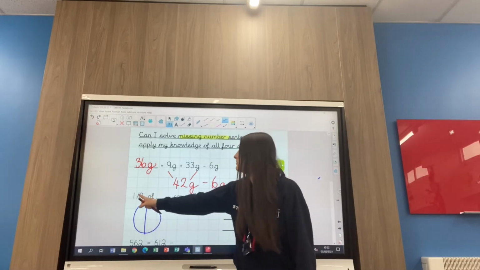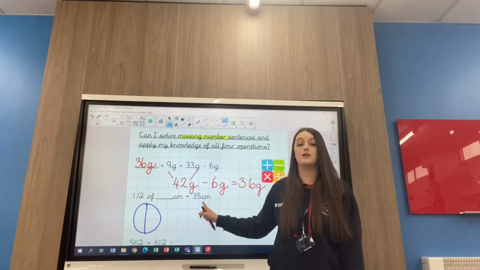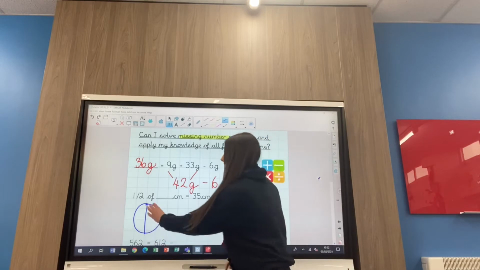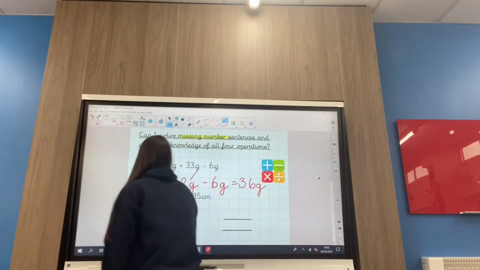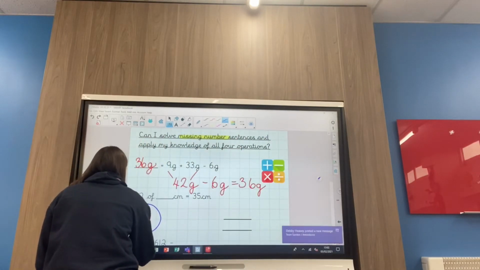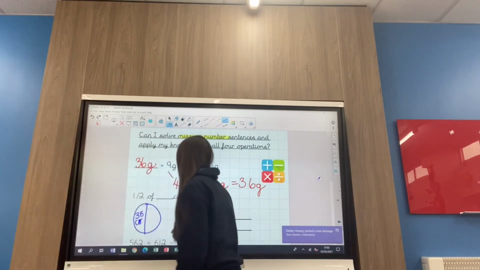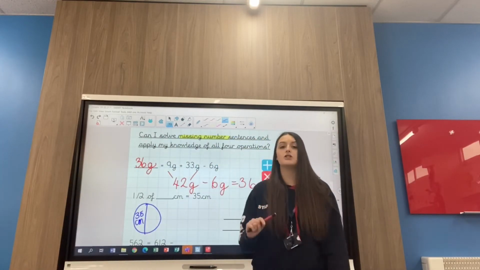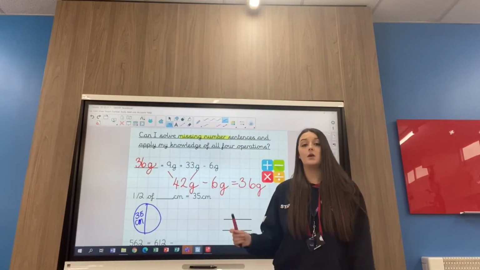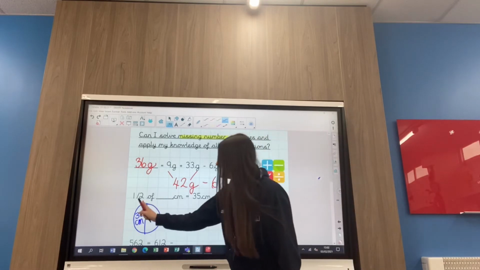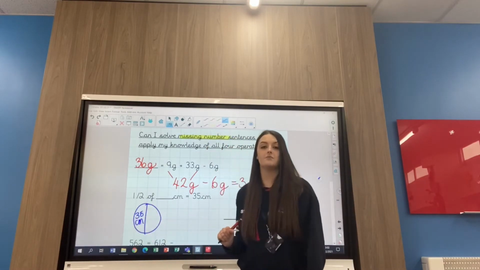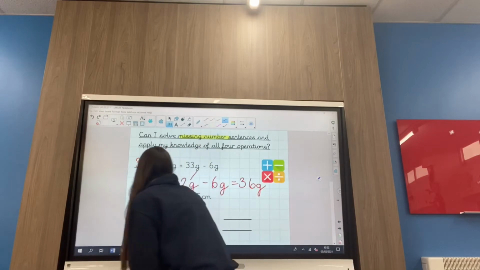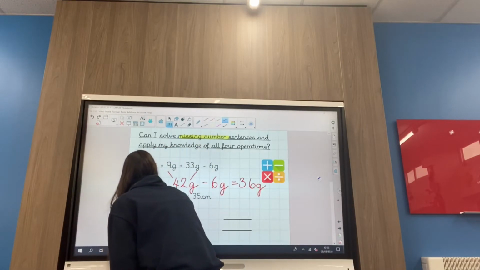Now, it's told me that half of something equals 35. Well, that must mean that 1/2 then equals 35 centimetres. That's the value of that half. Now we know fractions like to be equal and the same. So if this half is worth 35 centimetres, this half has to be the same.